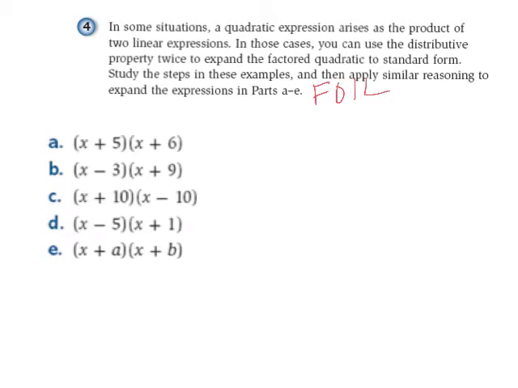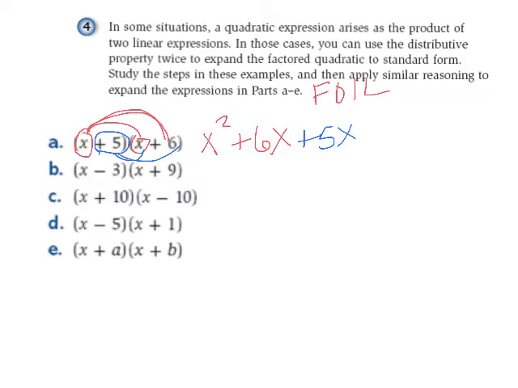I'll start with the x from the first parentheses, and that has to get multiplied by both pieces of the second parentheses. So x times x would create x squared. X times 6 would be positive 6x. Then we also need to take the positive 5 from the first group of parentheses and multiply that by the second parentheses. 5 times x plus 5x, and 5 times 6 plus 30.